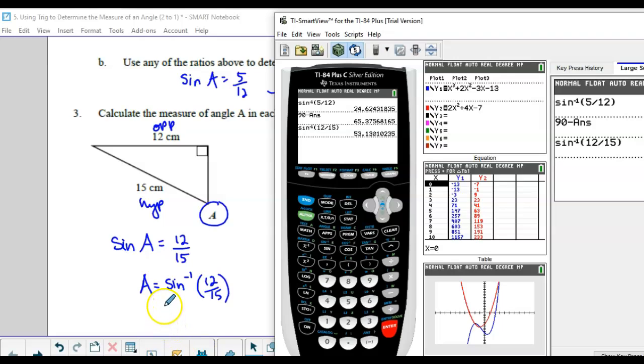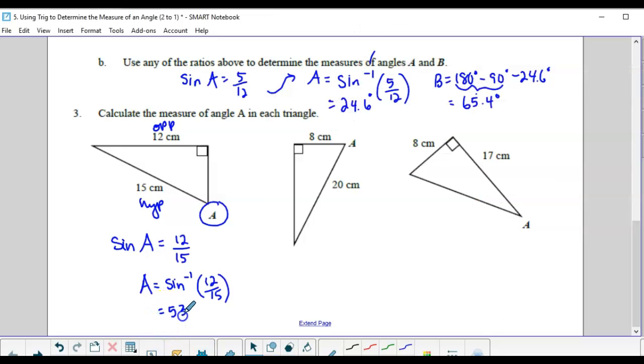Okay, so that's 53.1. Again, it didn't say what to round to, so we'll go to 1 decimal place. If you had to find this angle, it would be 90 minus that.